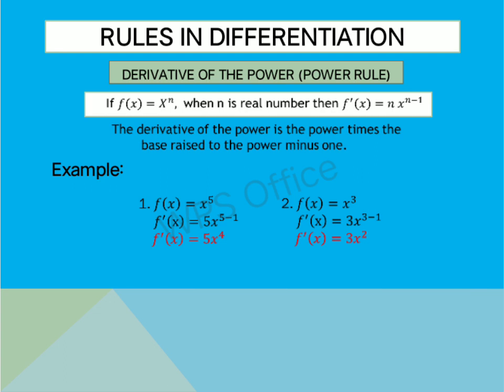Example, f(x) equals x raised to 5. Evaluate. f'(x) equals 5x raised to 5 minus 1, and the answer is 5x raised to 4. Example number 2. f(x) equals x cubed. Evaluate. f'(x) equals 3x raised to 3 minus 1, and the answer is 3x squared.